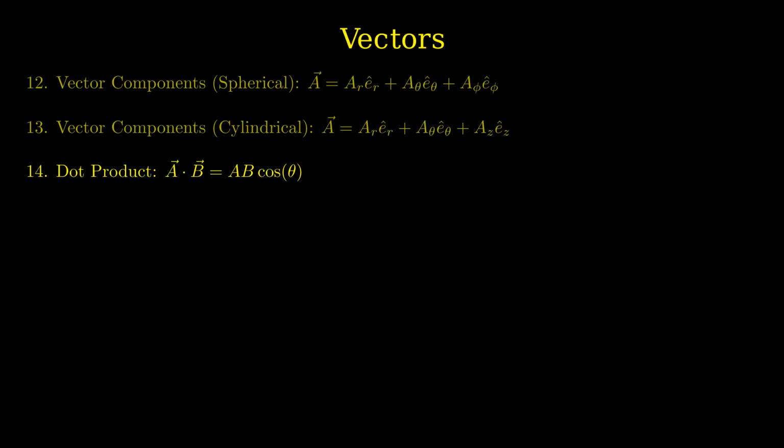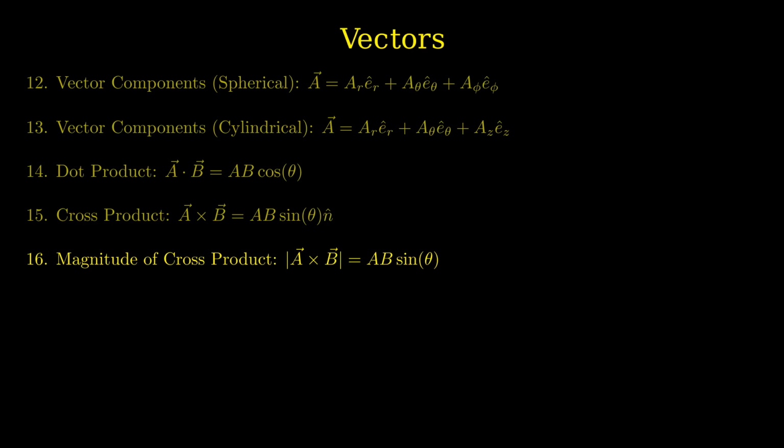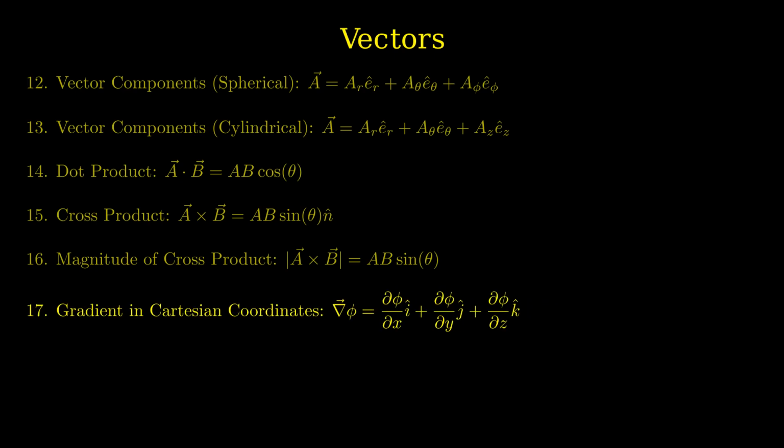The dot product of vectors A and B is equal to the product of their magnitudes and the cosine of the angle between them. The magnitude of the cross product is the product of their magnitudes and the sine of the angle between them, with direction given by unit vector n cap. The magnitude of the cross product of two vectors is the product of their magnitudes and the sine of the angle between them. The gradient in Cartesian coordinates is a vector of partial derivatives in the x, y, and z directions.